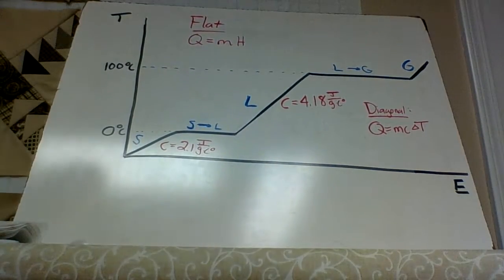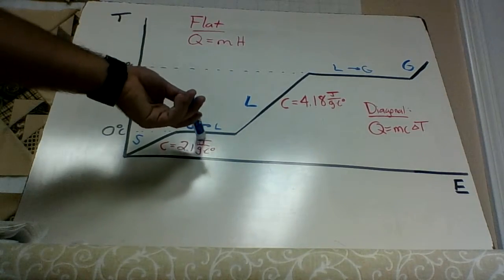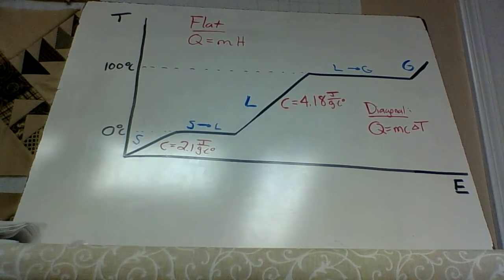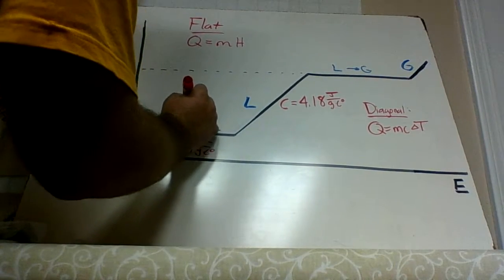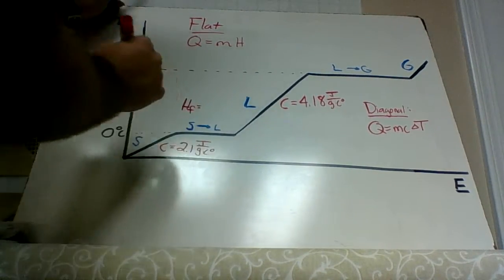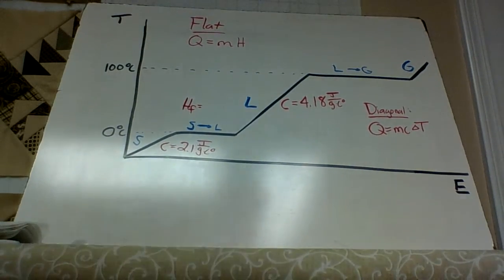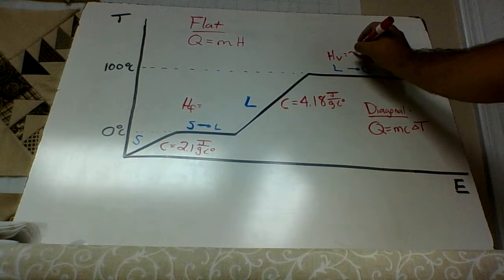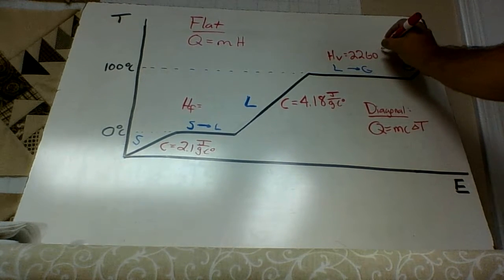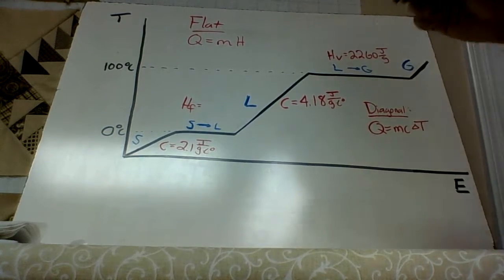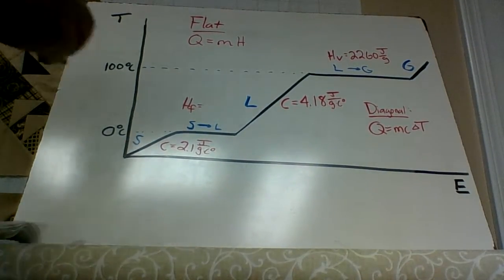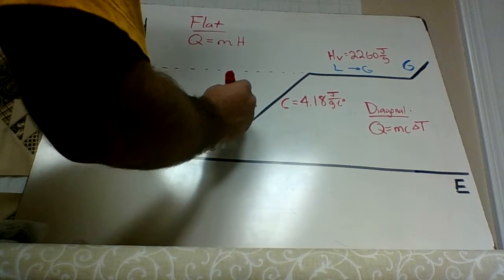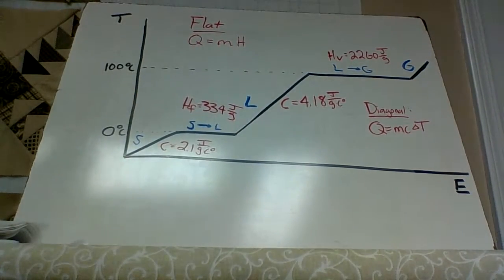Now, the H is different depending on whether it's here or here. Mass stays the same, but H is different. And so down here, you're talking about what's called the heat of fusion. And up here, you're talking about the heat of vaporization. The heat of vaporization is 2260 joules over grams. And I don't have it in front of me, but I'm pretty sure the heat of fusion is 334 joules over grams. I'm not 100% sure if I remember that correctly though.